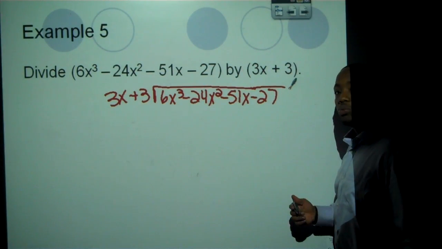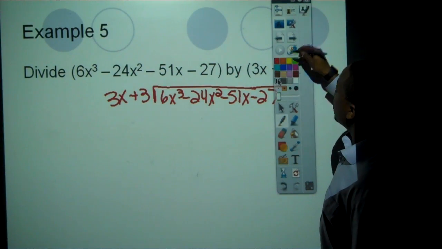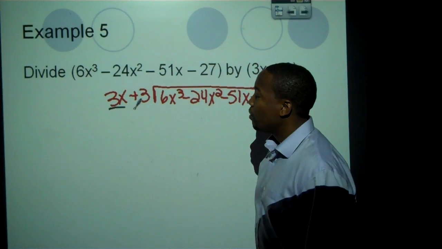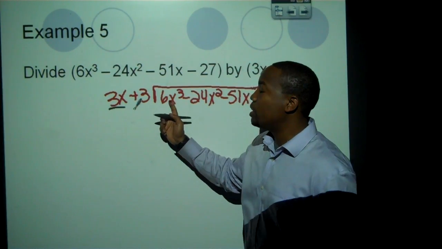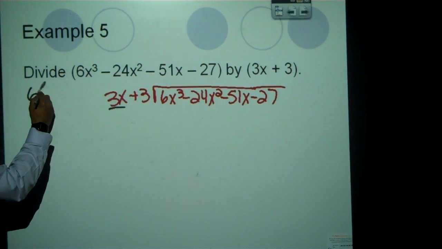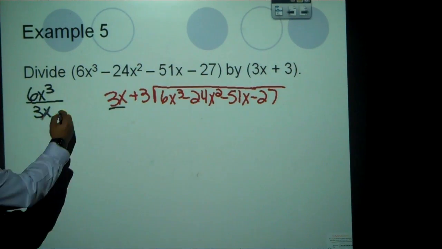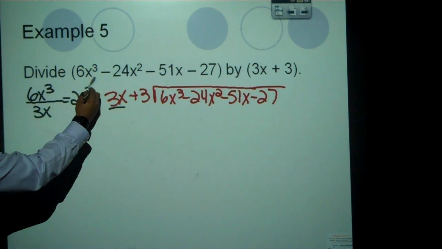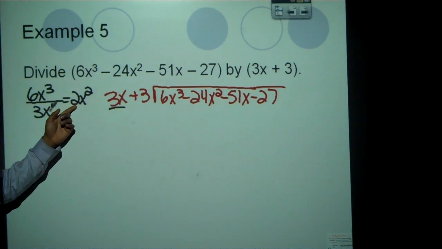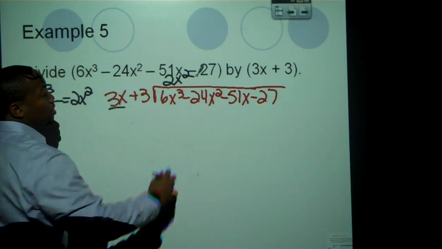Let's change colors so you see what I'm doing. I'm going to go to black. I'm going to start with this right here. How many times does 3x go into 6x to the third? So you do 6x to the third divided by 3x. What do I get? I should get 2x squared, right? 3 minus the understood 1 is 2, and 6 divided by 3 is 2. So I get 2x squared.